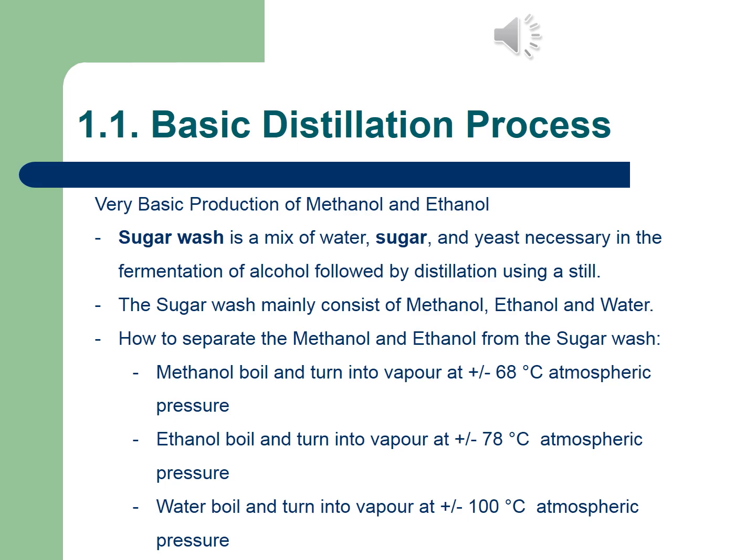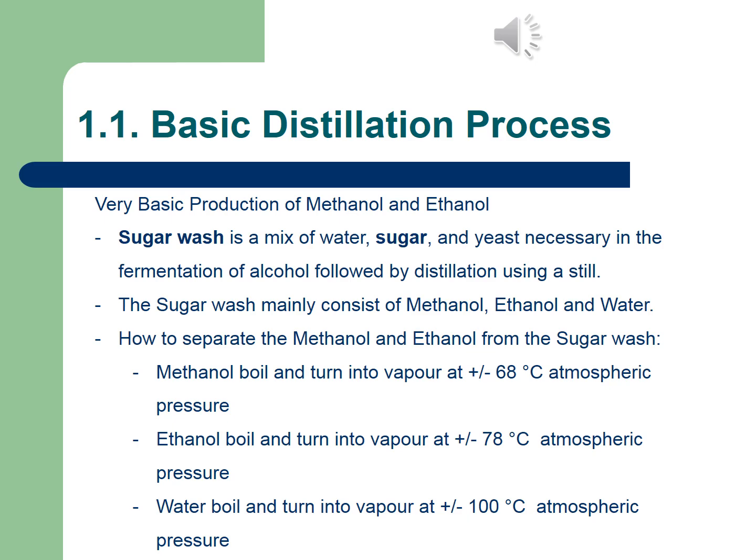Now, what's important here is temperature. Okay, so the temperature is very important. So for methanol, it will usually boil at plus minus 68 degrees Celsius at atmospheric pressure. Then again, for ethanol, it can boil and turn into vapor at plus minus 78 degrees Celsius. And that's also again at atmospheric pressure.